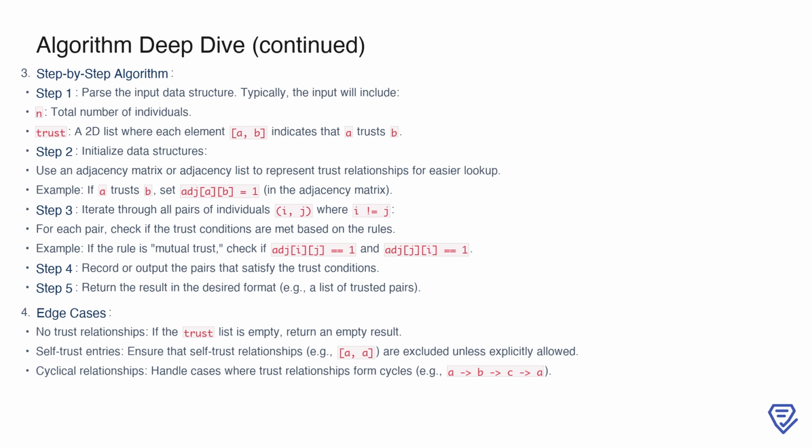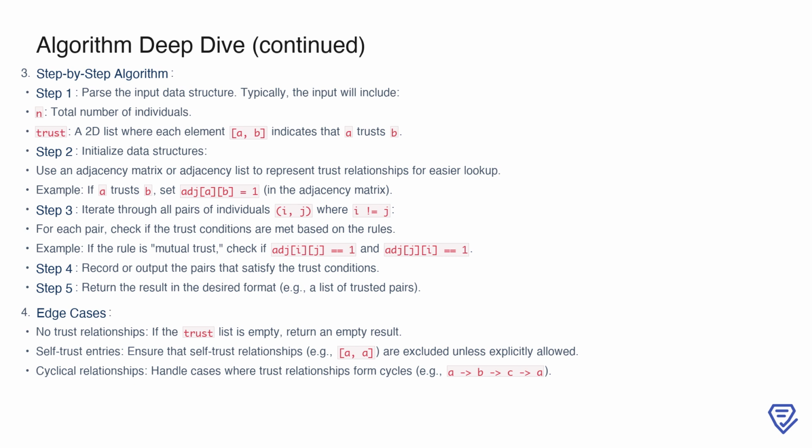First, we need to parse the input data, which includes the total number of individuals, n, and the trust list, a 2D array where each pair, [A, B], indicates that A trusts B. Once the input is prepared, we initialize the necessary data structures. For example, an adjacency matrix or adjacency list is commonly used to represent trust relationships. In an adjacency matrix, if person A trusts person B, we mark it with adj[A][B] equals 1. Next, we iterate over all pairs of individuals, i, j, where i is not equal to j, and check if the specific trust conditions are satisfied.